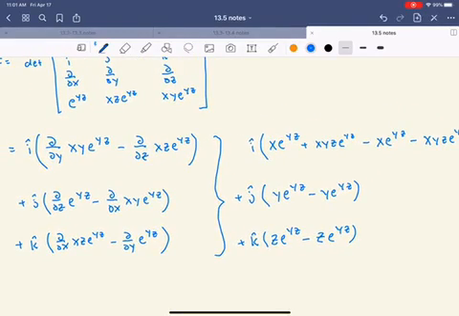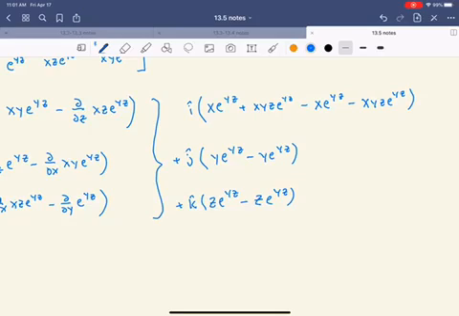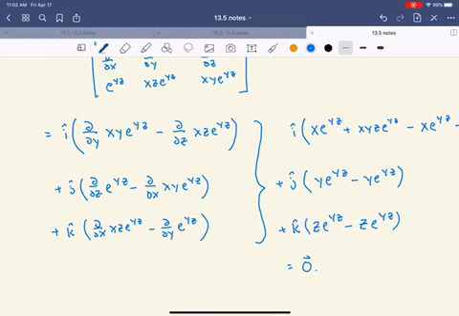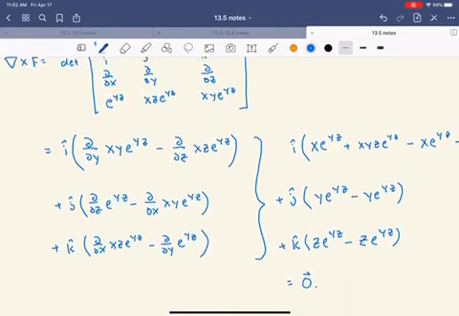Okay. So, all these are 0. Okay, so we have a 0 vector. So that means the force is conservative. Now we have to find the lowercase f. So let me go ahead and do that.